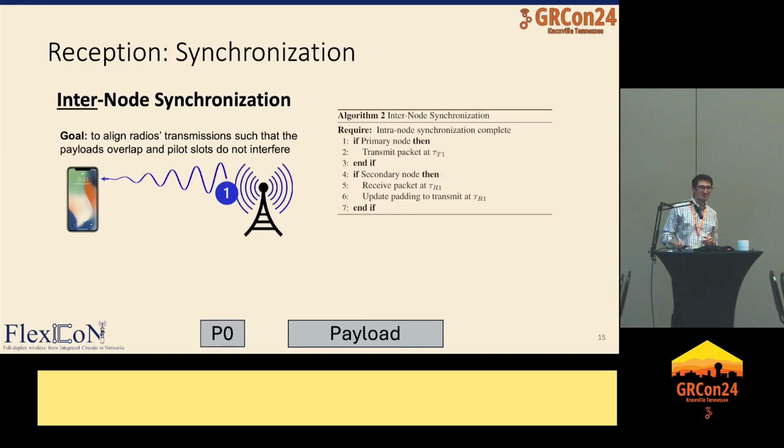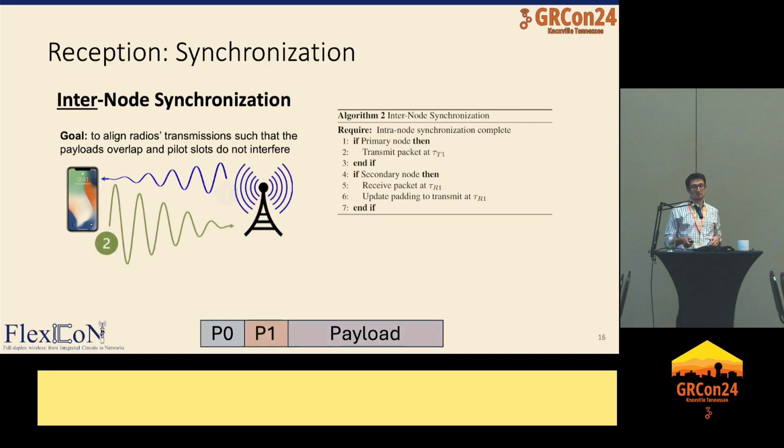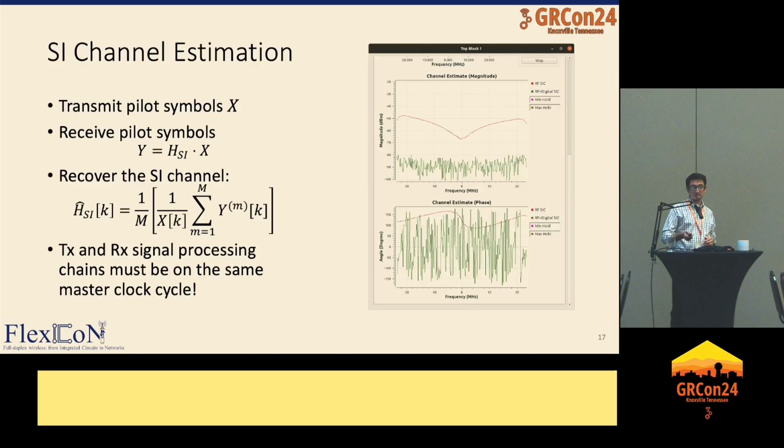Next, we add the next stage where you have 2 different nodes. As we said, they need to have their payloads overlap, otherwise it's not really full duplex, right? So similar idea, you have 1 node transmit out an initial packet, and the other node would synchronize to that. So that now you have each node knowing exactly which pilot slot belongs to itself, and the actual data is overlapping in time.